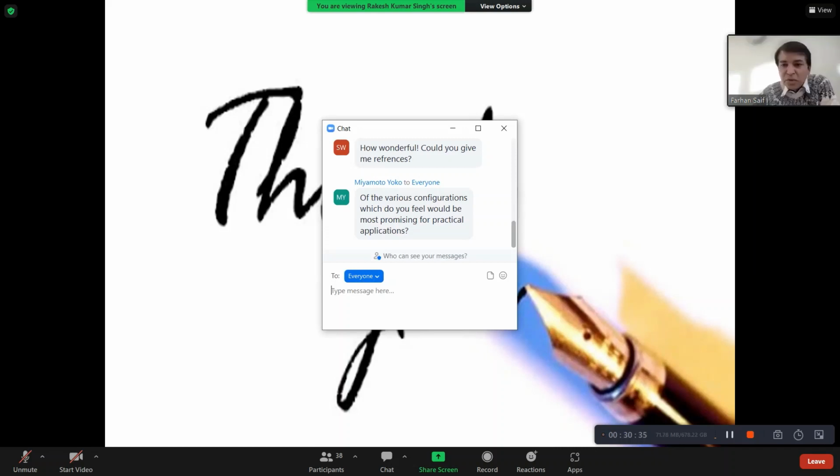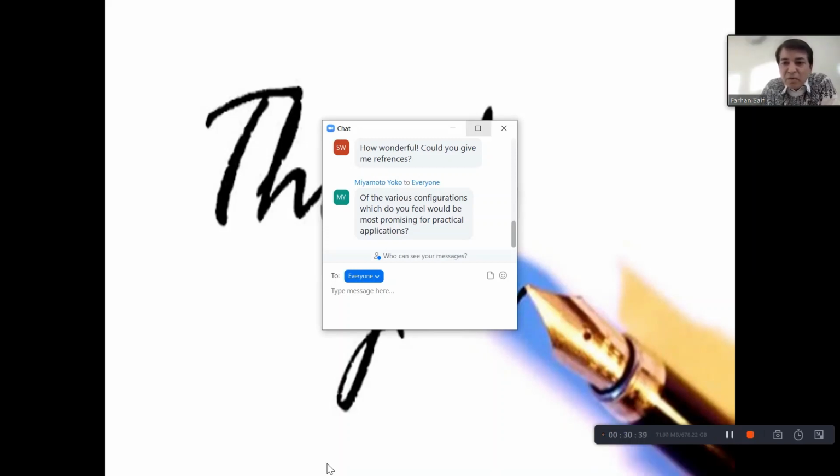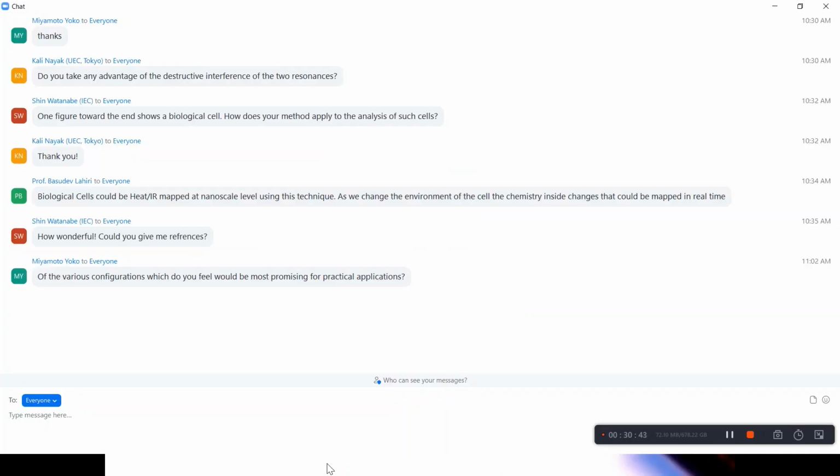There is a question: of the various configurations, which do you feel would be most promising for practical applications?